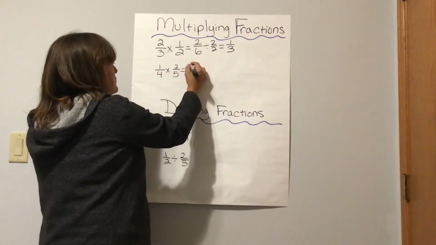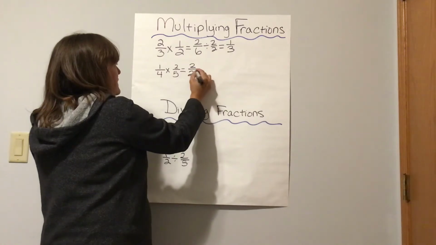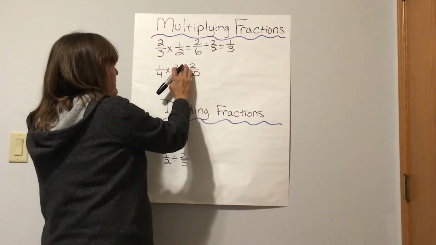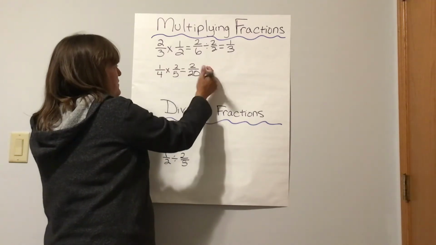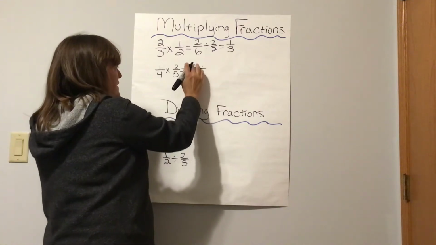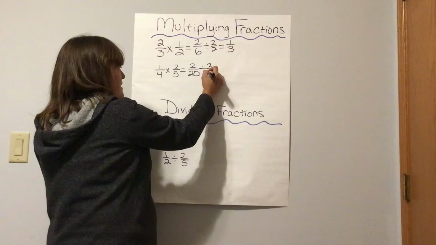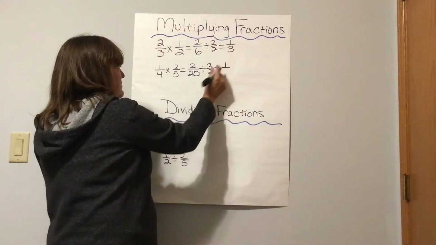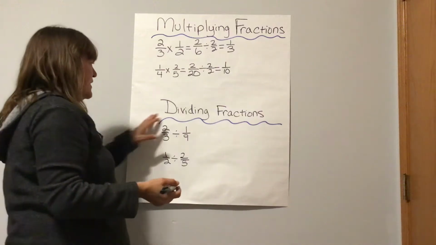1 times 2 is 2. 4 times 5 is 20. Okay, so numerator, multiply across, denominator, multiply across. Now I can reduce my fraction. I know that both of these are even numbers, that 2 goes into both those numbers. 2 goes into 2 one time, and 2 goes into 20 10 times, okay?